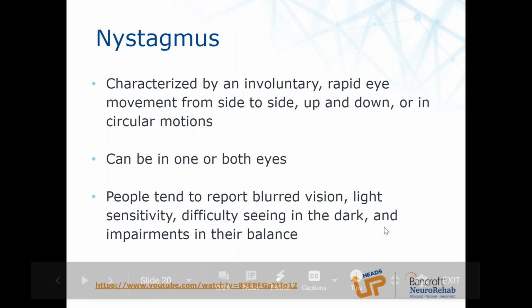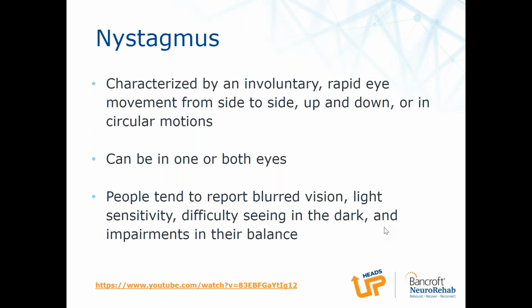So nystagmus was mentioned briefly, and it's something that we see with multiple diagnoses, so I just wanted to touch on it really quick. Nystagmus is going to be characterized by involuntary rapid eye movements from side to side, up and down, or in a circular motion. It can affect one or both of the eyes, and people tend to report blurred vision, light sensitivity, difficulty seeing in the dark, or impairments in their balance.